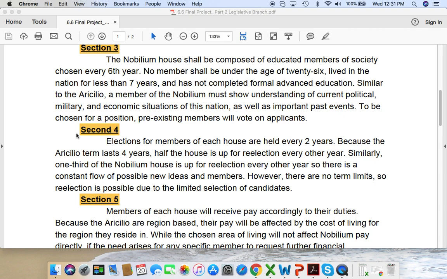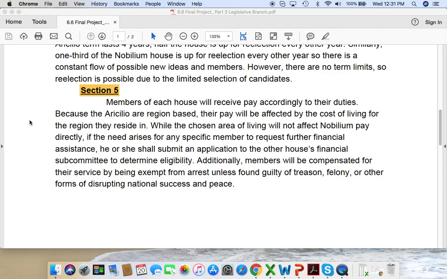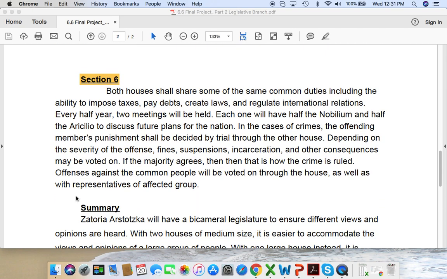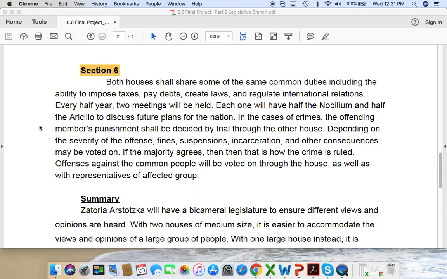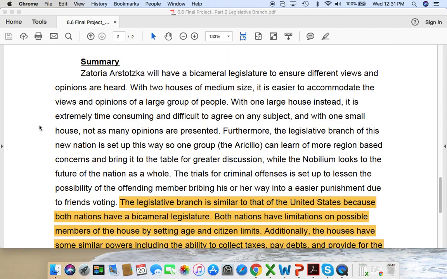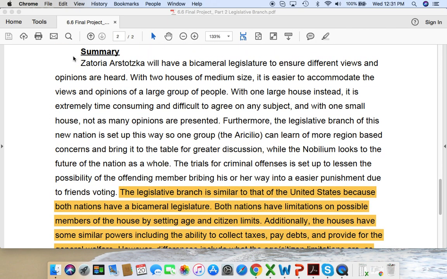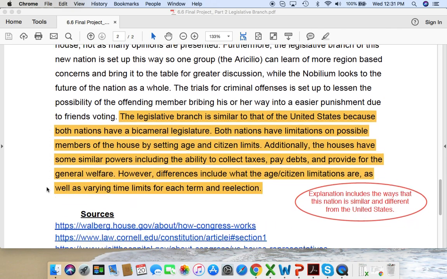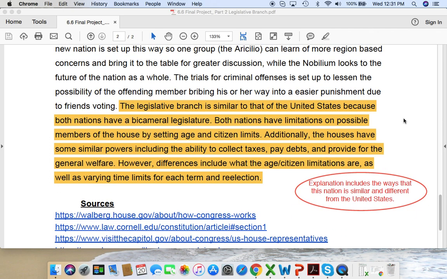It talks about the elections and how they're chosen. Section 5 talks about the pay. And then section 6 talks about the duties. This student included 6 sections. That is fine. Remember, 5 is the minimum. Then the student wrote a very detailed summary. This first half talks about why he or she chose what they chose. This last section compares and contrasts it to the United States. If you do not have this section, you are not going to earn full points.